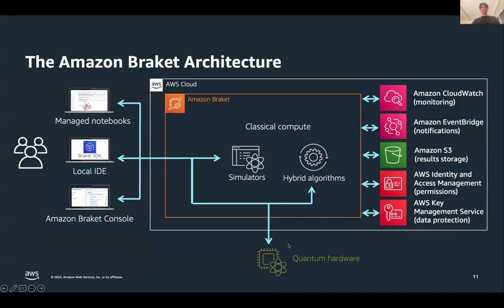Quantum hardware is not part of the AWS cloud, because current quantum hardware is provided by third-party providers, which have labs located at different geographic locations. But Amazon Braket has direct access to that quantum hardware through a safe and secure network. So you as a user interact with Amazon Braket, either using managed notebooks, your local IDE, or the Amazon Braket console. Then in the backend, Amazon Braket interacts with the quantum hardware, and you don't really need to worry about how this communication happens.